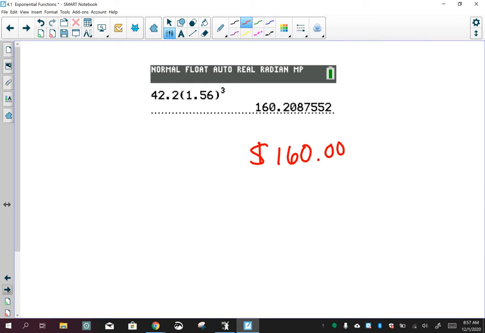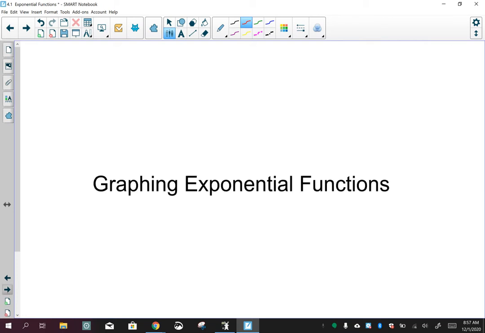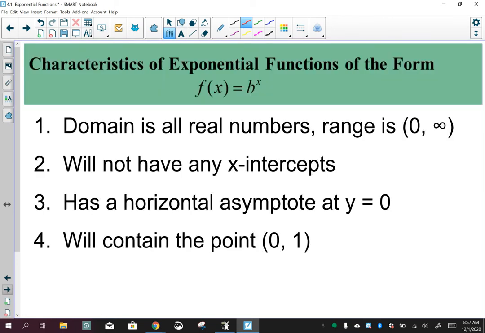All right. So let's talk about graphing. For graphing, what's going to happen is you have this parent function here, and you're literally going to plug it into the calculator. They're going to give you a table that you'll need to fill out. So we're going to look at what that looks like.